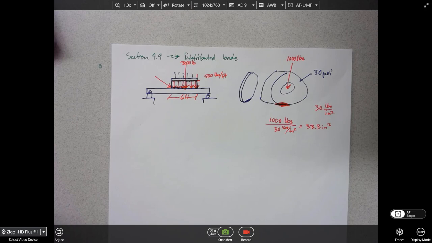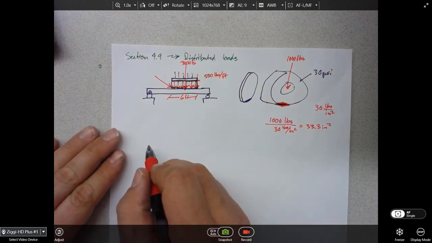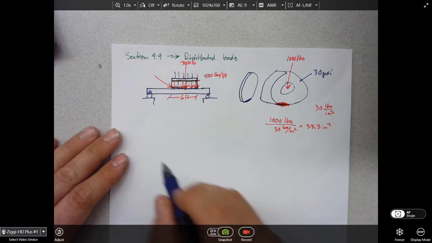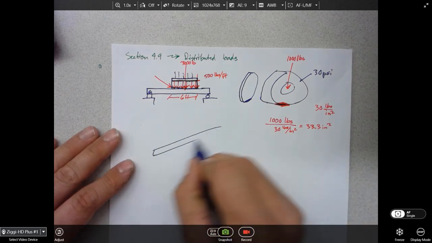A person? Yeah, we would actually consider a person usually to be a point load. A group of people would be a distributed load, right? So when you're designing, a flash mob would be a distributed load, right?